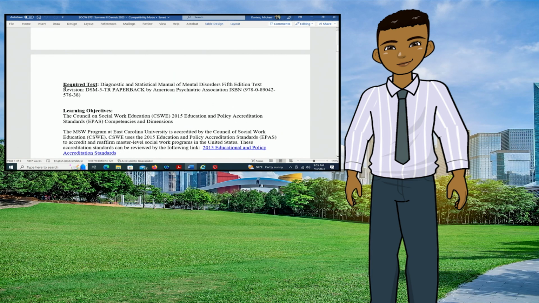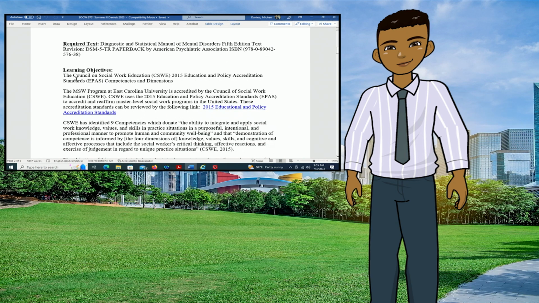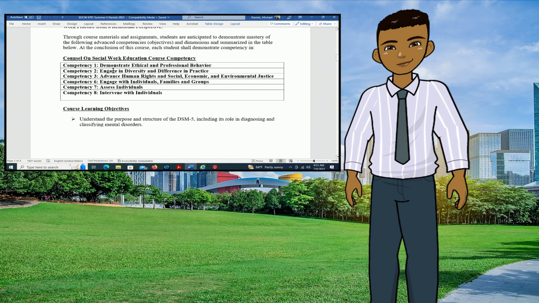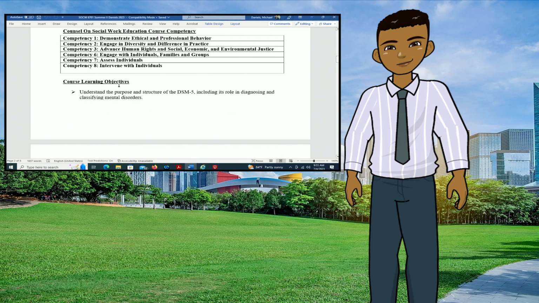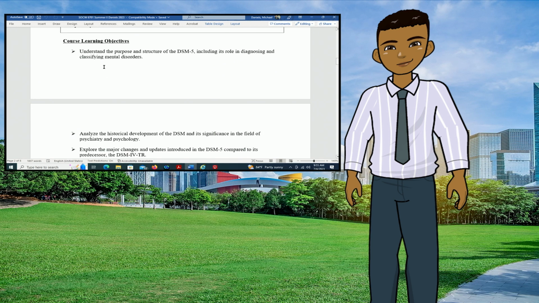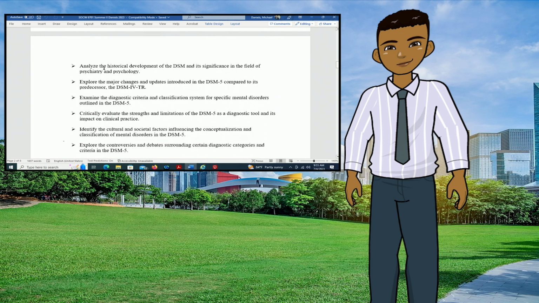Next, we have our required text, and the textbook can be downloaded from the Canvas page. You will see under the modules tab, along with the syllabus, a copy of the textbook. In addition, we have our learning objectives for this course, which are based on the CSWE competencies. Next, we have the actual competencies, which are reflected in CSWE. Please make sure that you review the course learning objectives because it guides us through what this course is all about, which is understanding the DSM-5 and the biopsychosocial perspective.